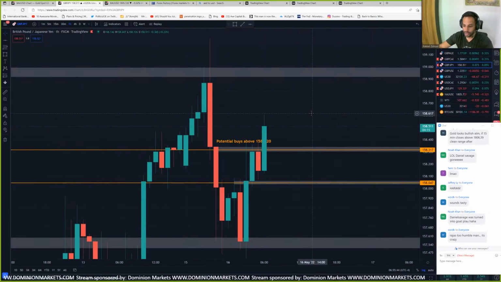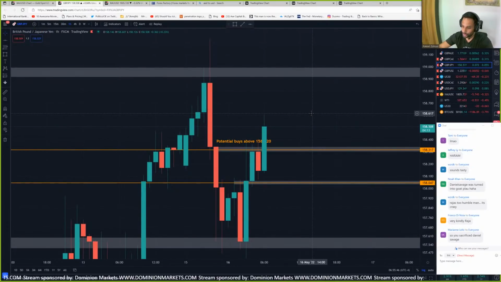Do you draw zones with the wick or the candles? Both. You've got to keep both in mind. Do you look at time frames before executing a trade? Absolutely. If you're not looking at time frames, how are you even executing trades?